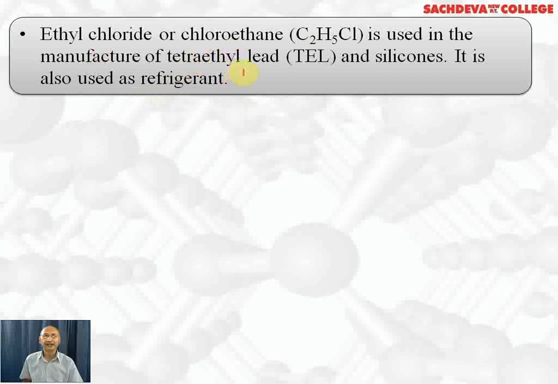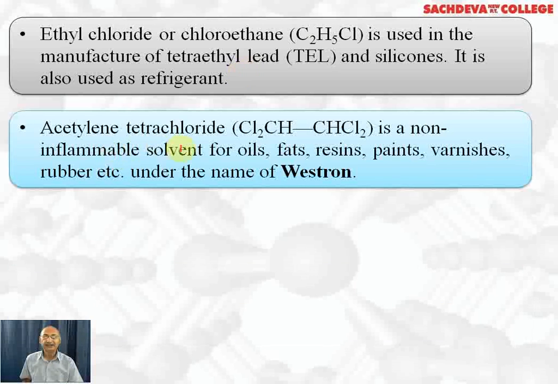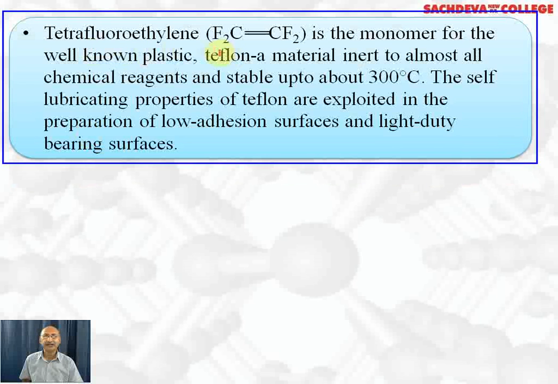Tetraethyl lead was used in leaded petrol, which has been stopped these days because it creates lead pollution. Acetylene tetrachloride, CHCl2CHCl2, is a non-inflammable solvent for oils, fats, resins, paints, varnishes, and the rubber industry under the name Westron. Tetrafluoroethylene is the monomer of the well-known plastic called Teflon.